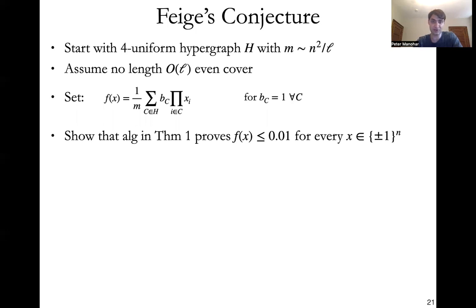Then what we do is we show that our refutation algorithm will in fact certify that f of x is at most 0.01 for every x. And you should think, hang on a minute, this is obviously false because the b sub c's are all 1, which means that if I set x sub i to be 1 for every i, then this product in here will be 1. I sum over all constraints, I get m, I divide by m, so the average is 1. So f of the all ones thing is equal to 1. So this is a contradiction, which then implies that H must have a length order L even cover.